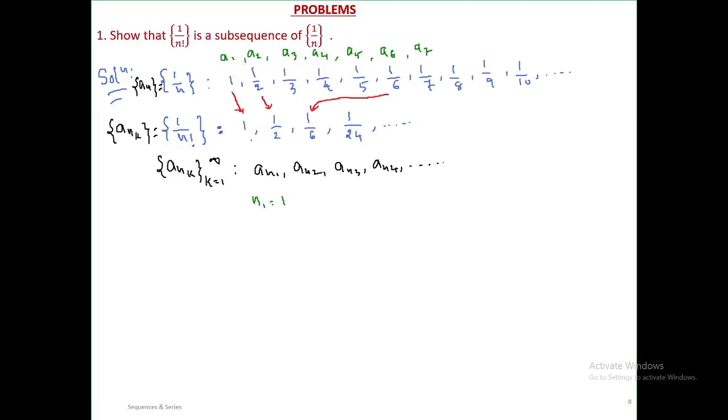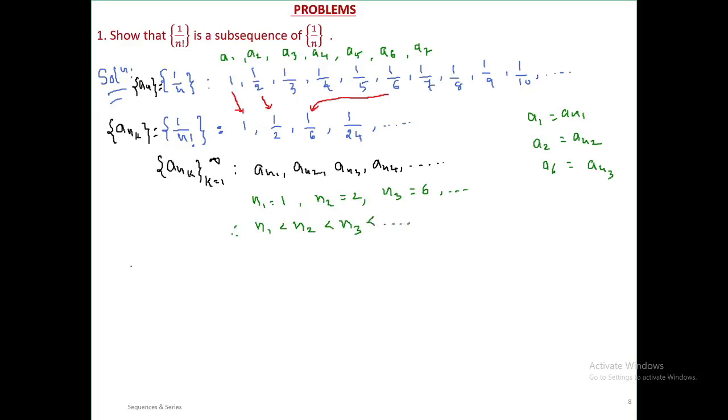Now a1 is becoming an1, right? Look at a1 is becoming an1, therefore what is n1? n1 is 1. Now what is an2? an2 is nothing but a2, okay, and what is an3? Third term is my 1 by 6, but what is that? a6, right? So therefore n2 will be 2, and what is n3? n3 will be 6, and so on. So therefore I can say that n1 is less than n2, n2 is less than n3, and so on. So this condition is satisfying.